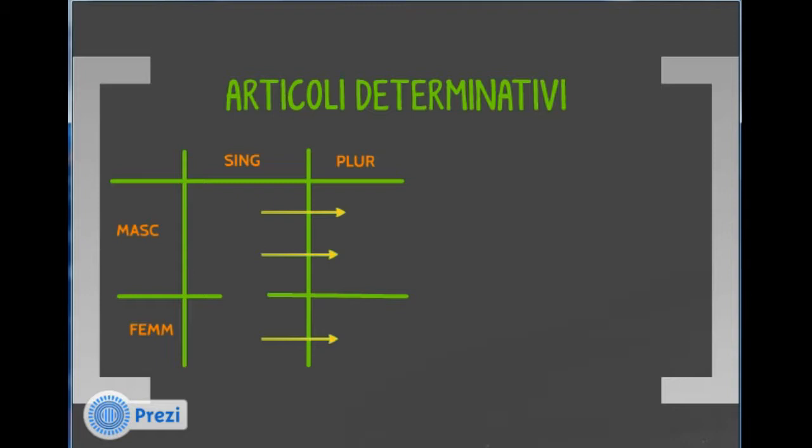Okay, now let's take a look at definite articles. We use definite articles for something or somebody specific that we know. Masculine singular is il, the feminine form is la, in plural i, masculine, and le, feminine. As before, you can consider these four articles as the regular ones. These are the most common articles.